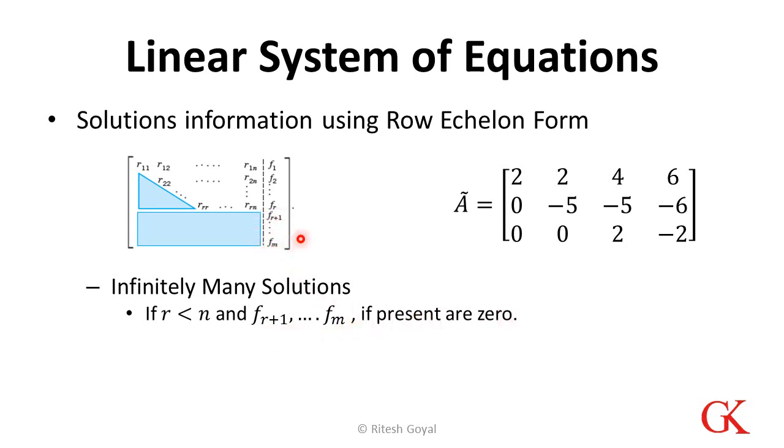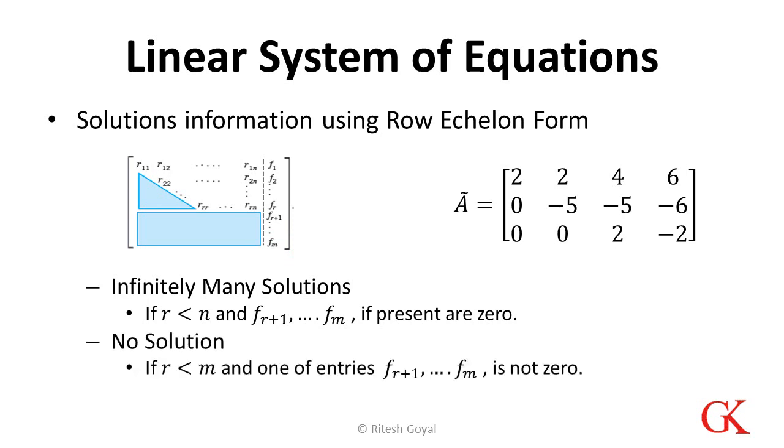Again the same condition as we said, because these things should be 0 for any solution to be present. No solution, as we have discussed, we are having r less than m, means we get at least one 0 line, and this particular element non-zero. As we have discussed before, if 0x1 plus 0xn equals non-zero, it means there is no solution. So it's clear cut. First look at r, it should be less than or equal to m.